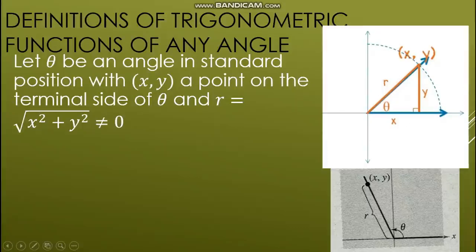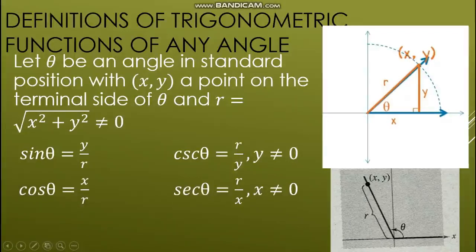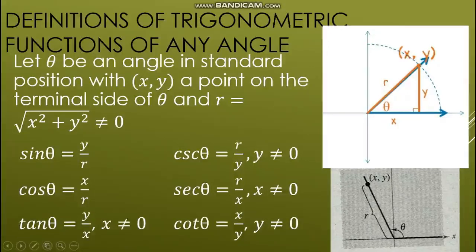Now, let us determine the six trigonometric functions of theta in reference to the horizontal and vertical distances of this point, (x, y). For sine, the ratio of sine theta is y over r, that is opposite over hypotenuse. For cosecant theta, that is just the reciprocal of sine, which is r over y. For cosine theta, that is adjacent side, which is x over hypotenuse. And for secant, the reciprocal of cosine, which is r over x. For tangent theta, that is just the ratio of the opposite side, y, over the adjacent side, which is x. For cotangent, that is just the reciprocal, x over y.